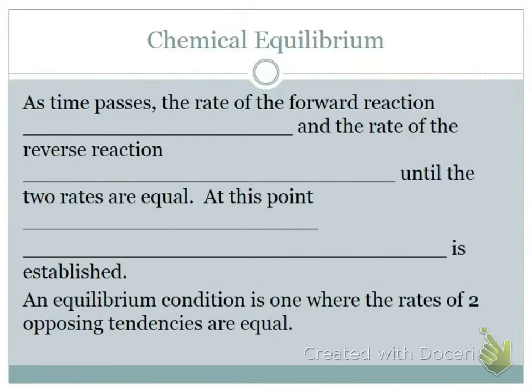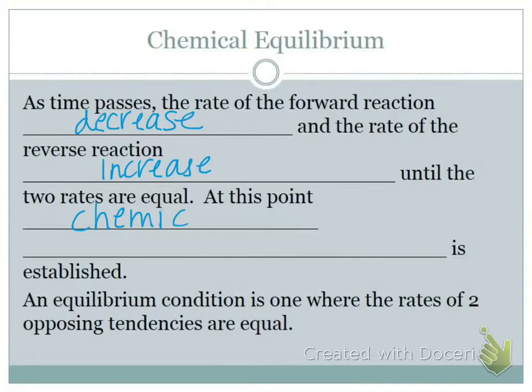As time passes, the rate of the forward reaction will decrease, and the rate of the reverse reaction will increase until the two rates are equal. And at this point, when they're equal, is what we have known as chemical equilibrium.